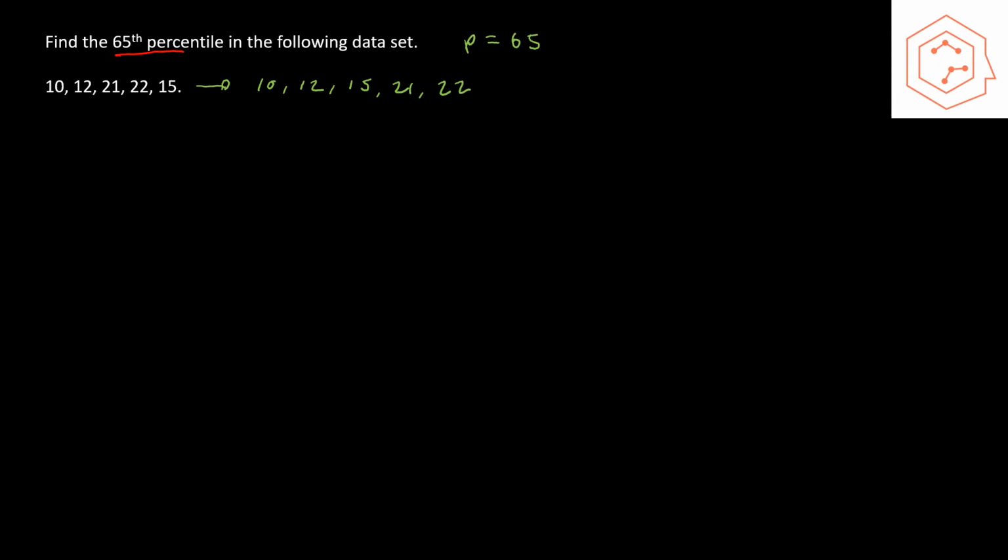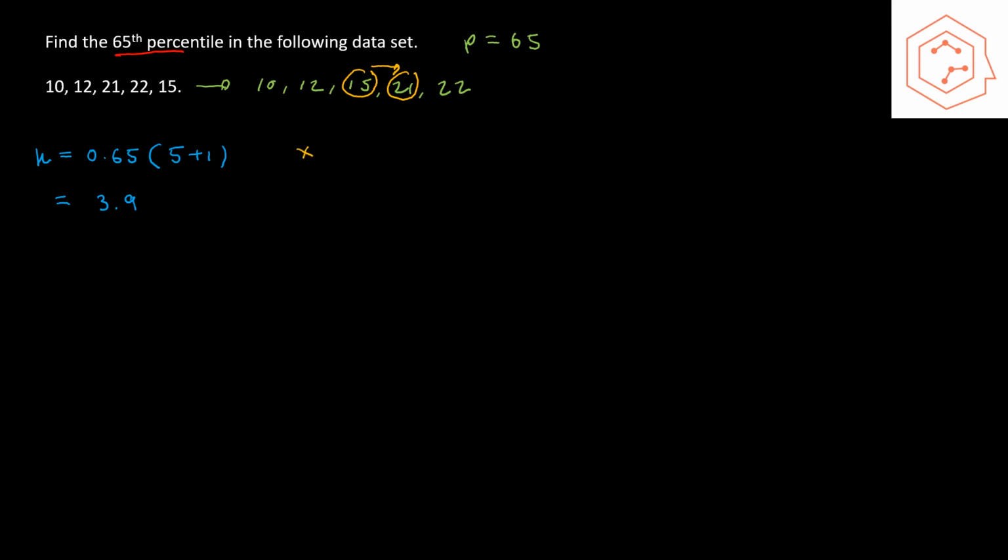Then we'll calculate the position of the 65th percentile. So we're looking for k. k is going to be equal to p divided by 100, so 65 divided by 100, or 0.65, multiplied by the size of the data set. So in this case it's 5 plus 1, so 0.65 times 6, or 3.9. So essentially the position we're looking at is 0.9, or 90% of the way from the third entry to the fourth entry. So how do we find that?